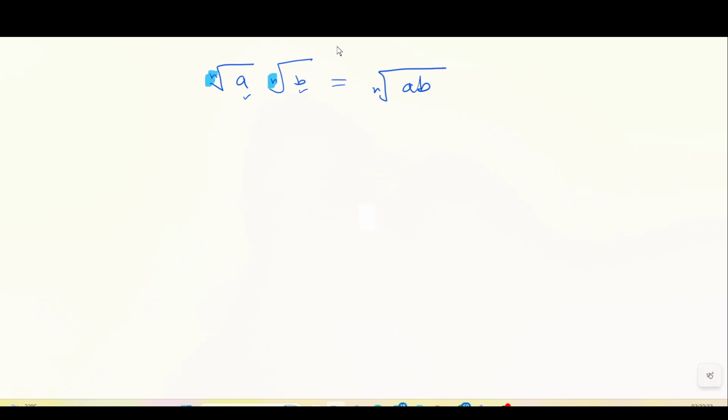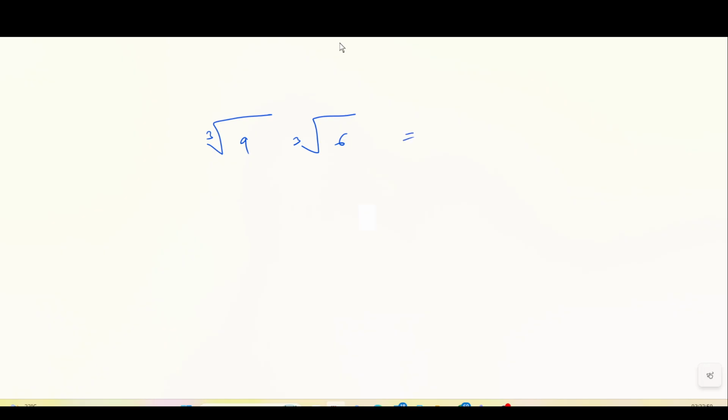We can write it like this: a times b. For example, if we have square root 2 and square root 6, I can just multiply them, and this will give me square root of 12, because they both are square root, so I can just write it like this. And suppose we have cube root of 9 and cube root of 6, so we can make a common radical, and 9 times 6 under the cube root, which is cube root of 54. Clear?